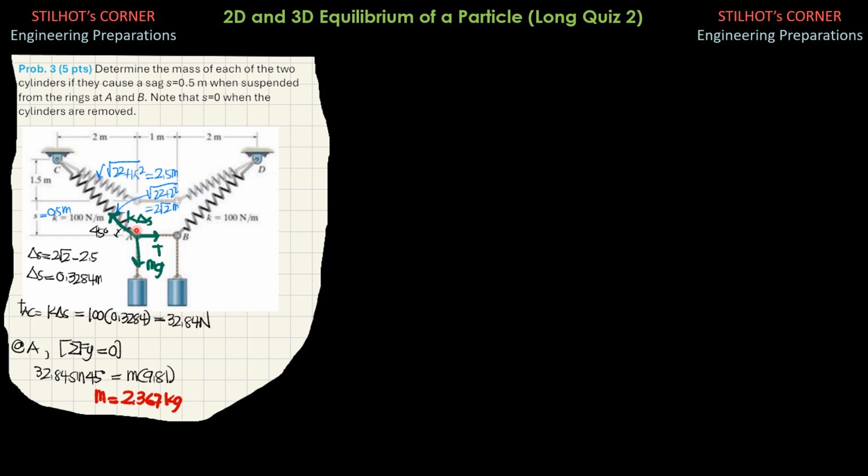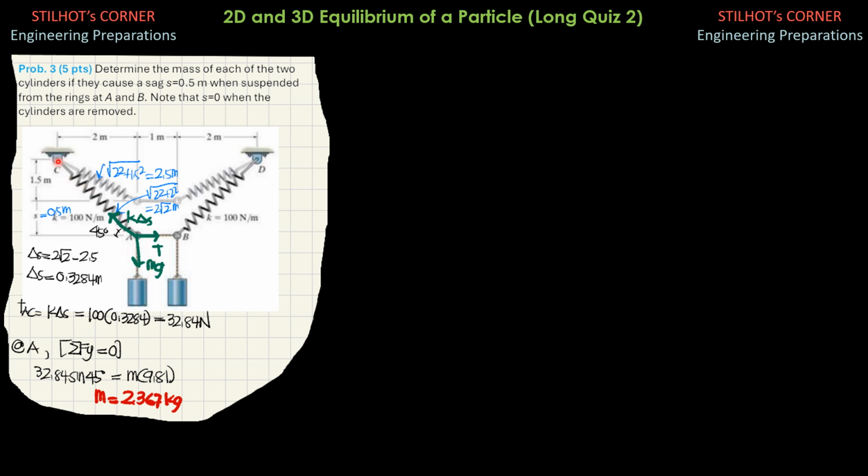So this is the free body diagram when the two cylinders are attached to A and B. The tension in the spring is the spring constant K, which is 100 newtons per meter, times the change in length of the spring, delta S. Then the tension in AB, I'll just denote it with T. Let's focus on A. And the weight of this cylinder is M times G.